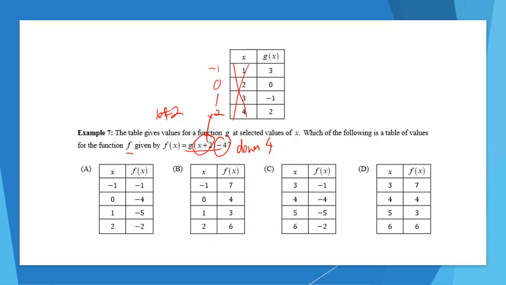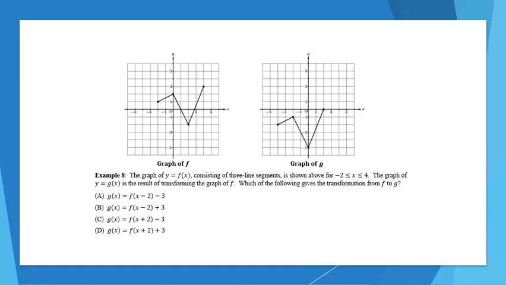So the ones that correspond with that should be a and b. So we can eliminate c and d. And then our y values are shifting down 4, so we want to subtract 4 from each of those. So negative 1 minus 4 is negative 5. 2 minus 4, negative 2. And the one that matches up y value-wise out of a and b is a. So a is our correct answer there.